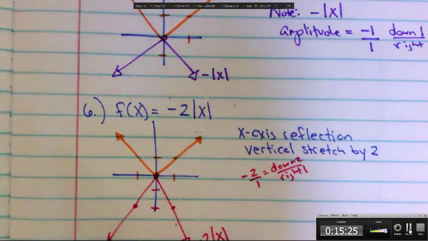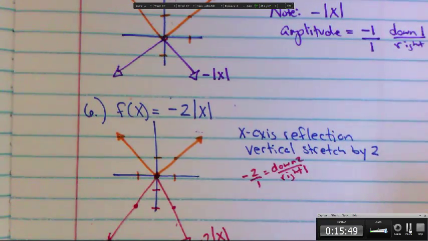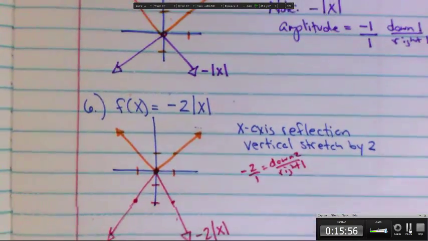Now, if we were to put a series of these together, let's say we have this. 1/3 absolute value of x plus 3, minus 4. So the 1/3 is the amplitude. That means we have a vertical compression because it is less than 1. So vertical compression by 1/3. You guys can't see anything that I've done in the last 30 seconds.